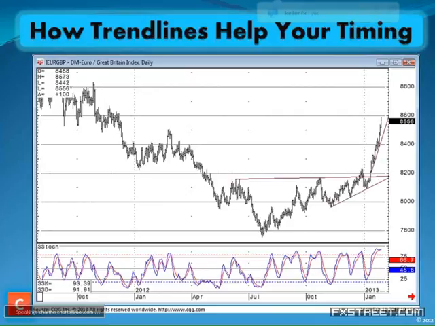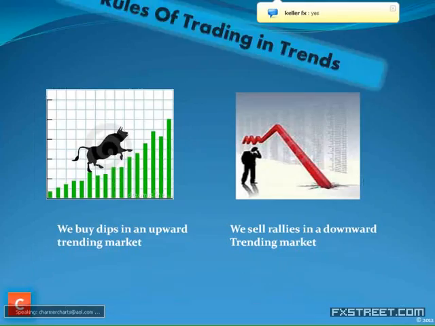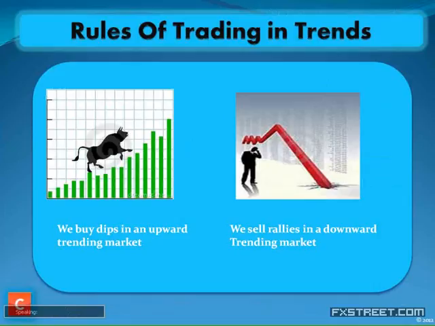Okay, the rules of trading within trends. We all know them. We buy dips in an uptrend, and we sell rallies in a downward trending market. As long as you get those 3 points where you can draw your trend line, you actually shouldn't have any problems getting in at a correct level to be able to make profits. And that's what we're doing. We're trying to maximise profits.